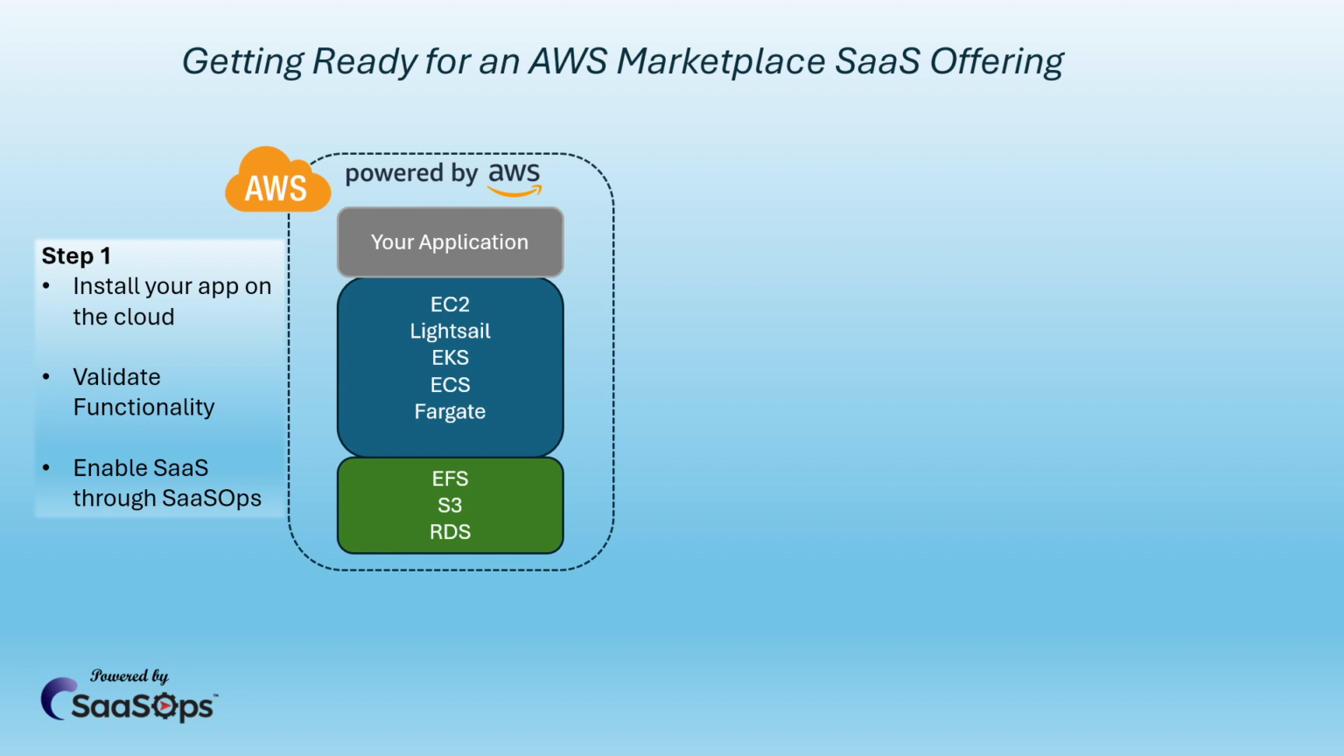So the first step in getting ready is we need your application running in the cloud. So you're going to have an AWS environment, and that will have your application in it. Now we can support EC2 instances, Lightsail, Kubernetes, EKS, Fargate, and any other of the resources that are available in AWS, like RDS, EFS, S3. But the main thing is we start with your application running in the cloud and validate its functionality to make sure that it's running as expected. And then we'll enable it through SaaSOps.